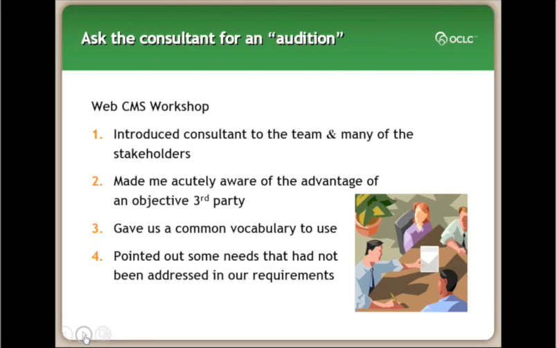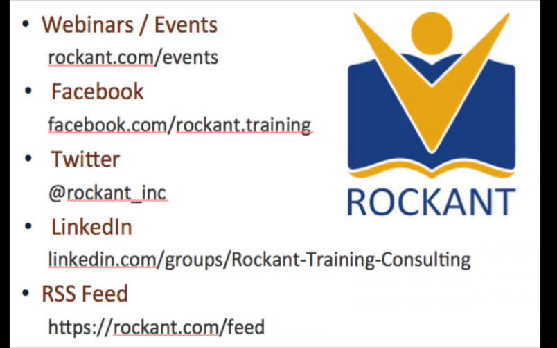So our consultant, who was Andrew, by the way, actually came in and did a workshop for us. We'd already drafted requirements, and we'd been floating those around, trying to add a little more detail, trying to make sure we'd covered everything. But when he came in and did this workshop for us, he gave us a common vocabulary to use that made it a lot easier for people to ask questions about workflow, to ask questions about functionality of the system. He made sure we were all on the same page and had the same understanding of what content management systems could do. And he pointed out some needs that had not been addressed in our requirements.